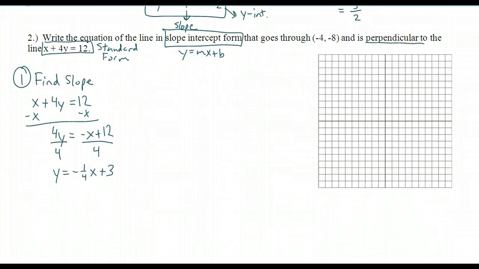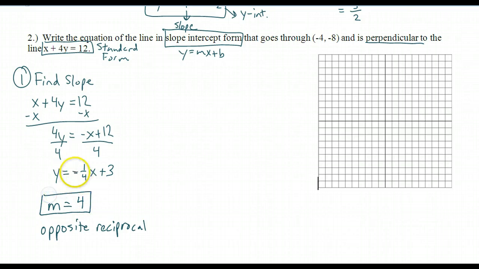And I want to create a new line that is perpendicular to this line. So if I want a slope perpendicular, I'm going to need the opposite reciprocal. So I have a negative slope. The opposite of a negative slope is positive, and the reciprocal of 1/4 is 4. So the opposite reciprocal of negative 1/4 is positive 4. So the slope of my new line is going to be 4.